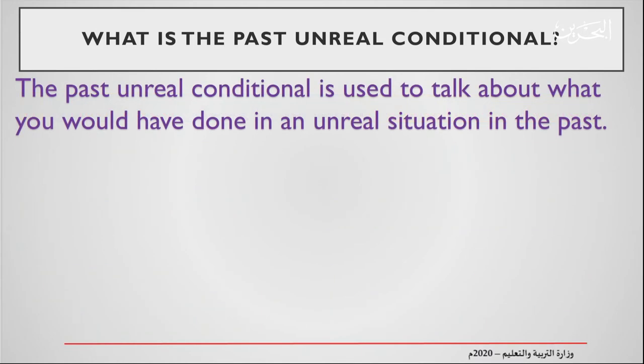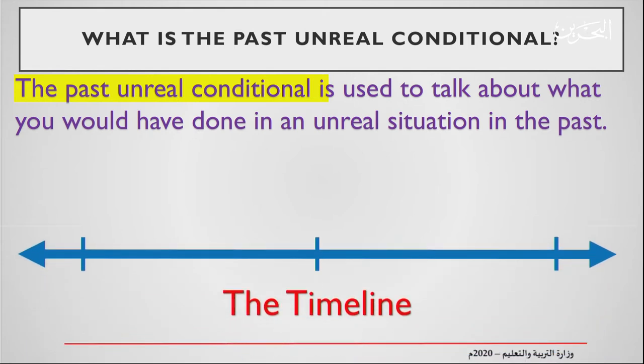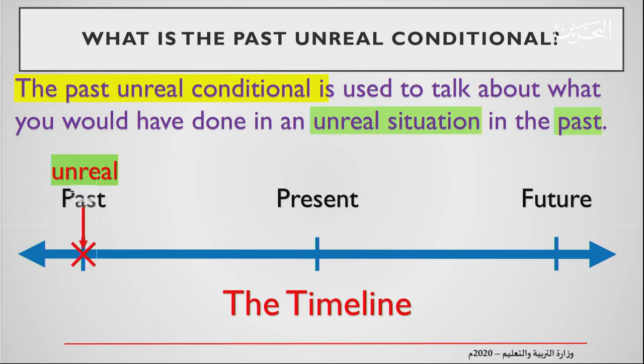So, let me explain it a bit further. The past unreal conditional. Let me pull up the timeline where I have the present, the past, and the future. It's used to talk about what you would have done in an unreal situation in the past. So, the unreal situation is here, where it is impossible for anybody to change the past.